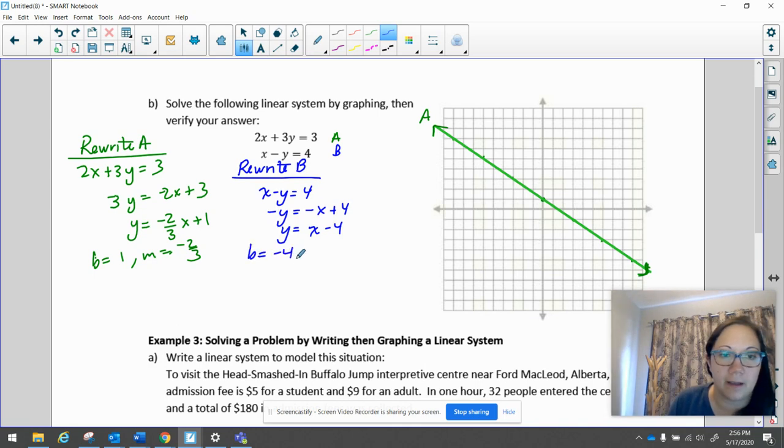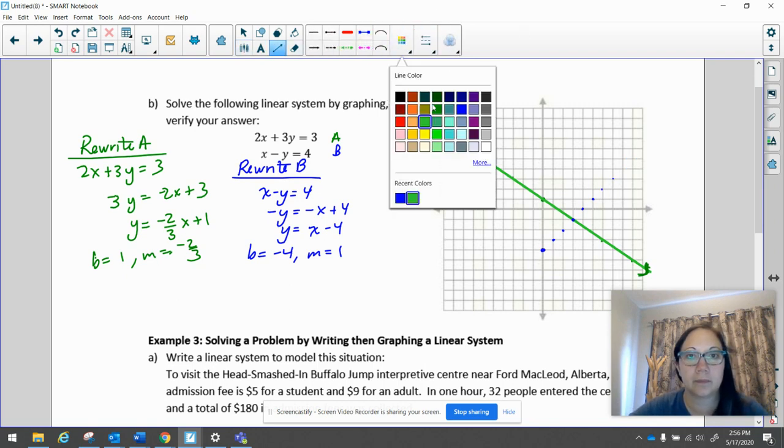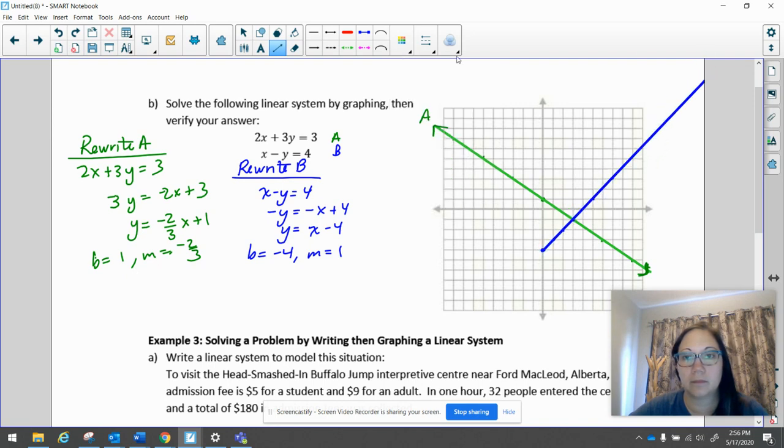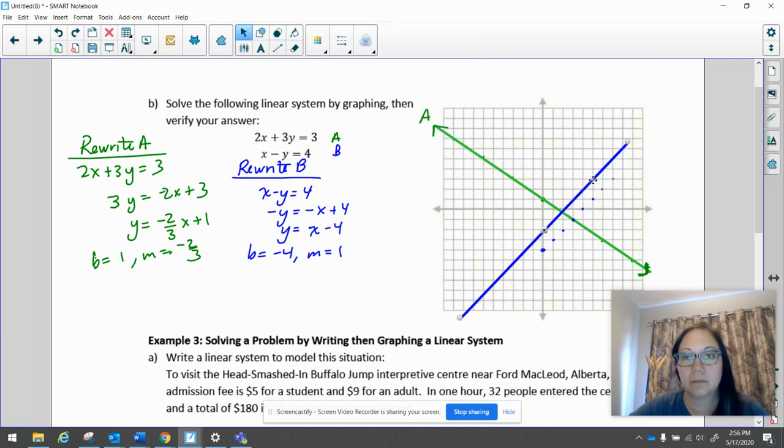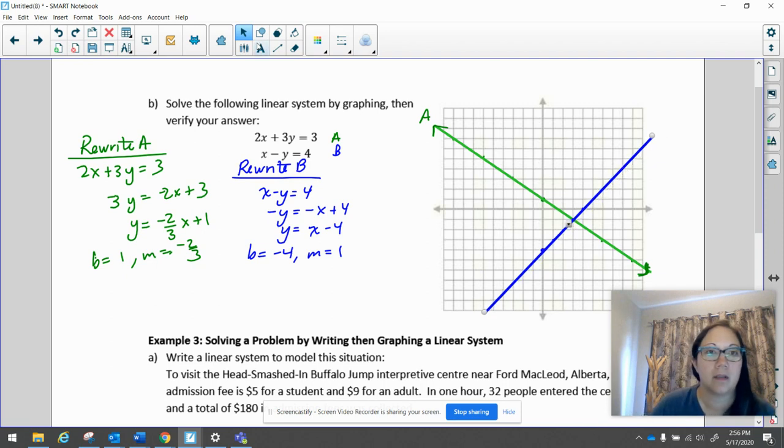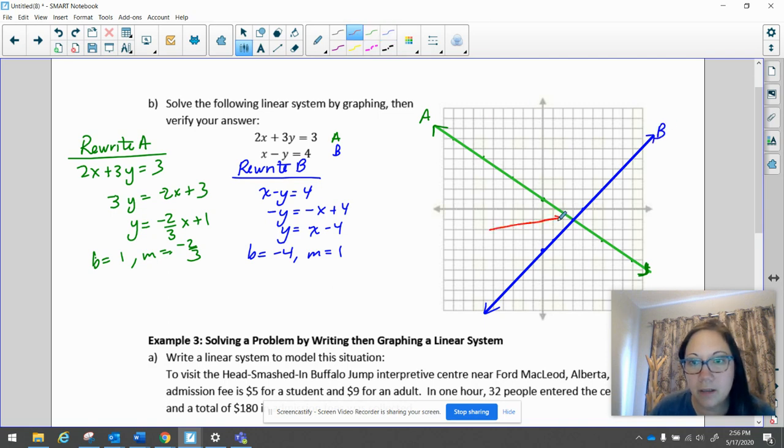So my b value is negative 4 and my slope is 1. So my b value is negative 4 means it's here. Then my rise over run is 1 over 1. Oh, and I can see right where we overlapped right there. So that's going to be my solution. I'm going to go ahead and draw my line. I got lots of points there now. So there we have line B. And here's our solution.